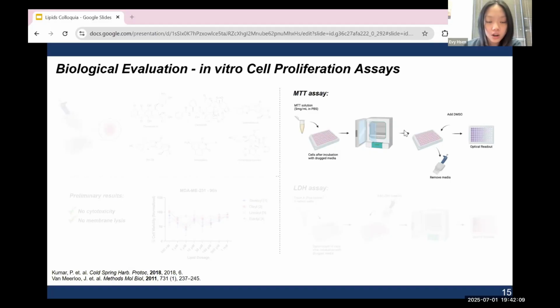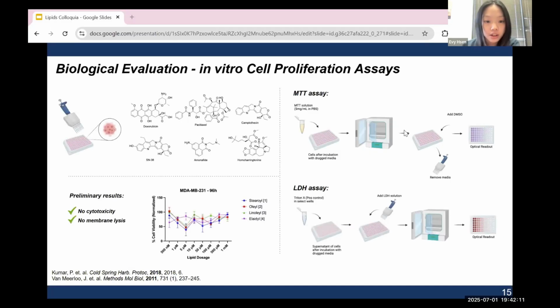MTT and LDH assays are in vitro assays that provide information on the amount of living and dead cells in a population of cells that have been drugged with the compound. This information is displayed through an optical readout, often where a yellow tetrazolium salt is reduced into a formazan dye that can be detected at specific absorbance wavelengths.